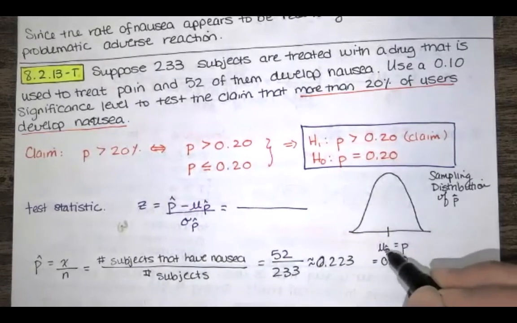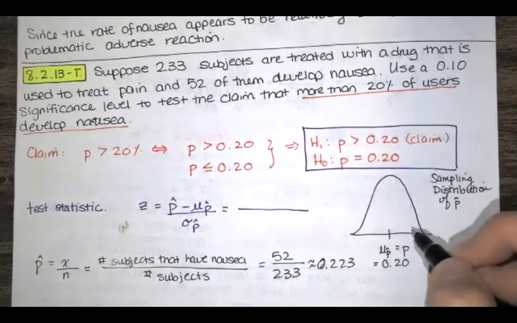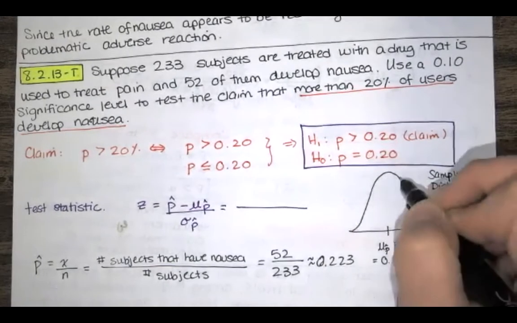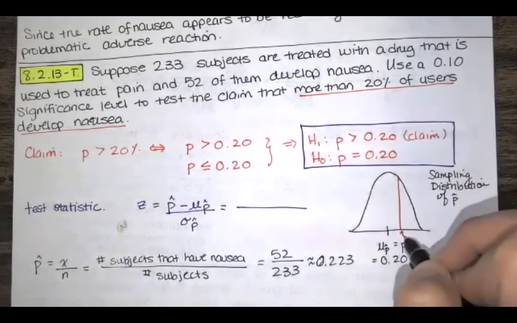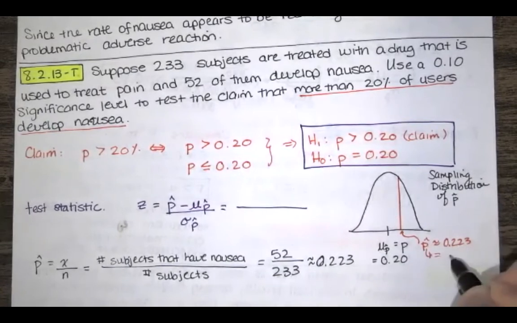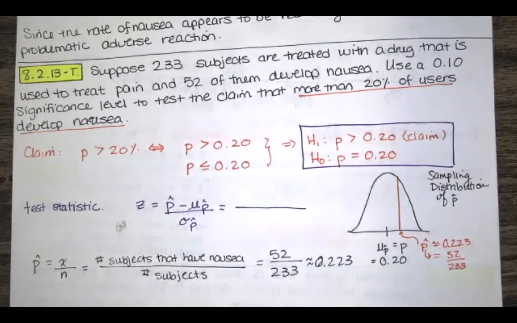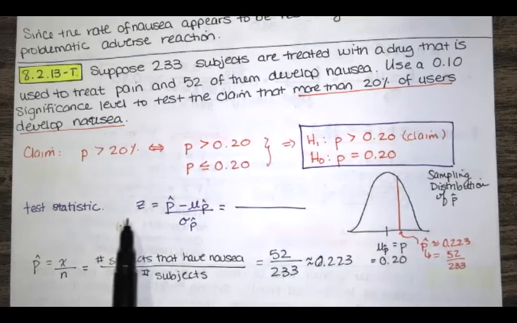If this is the mean of the distribution, the population proportion given in that null hypothesis, p hat would be a little bit to the right of that. Or p hat is actually equal to 52 over 233. And the question becomes, how many standard deviations above the mean is that? Well, we can figure that out by computing the corresponding z-score.